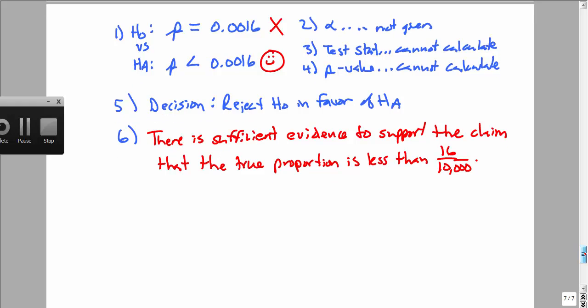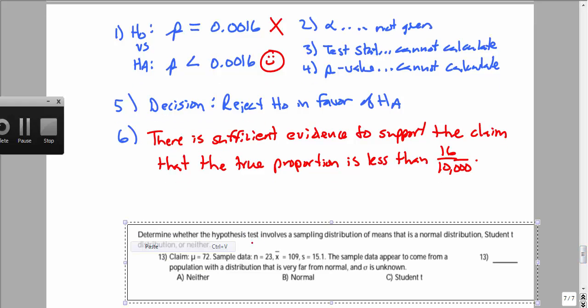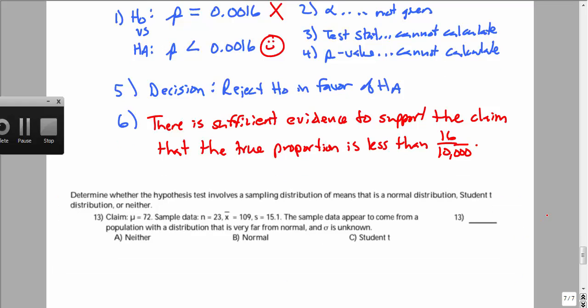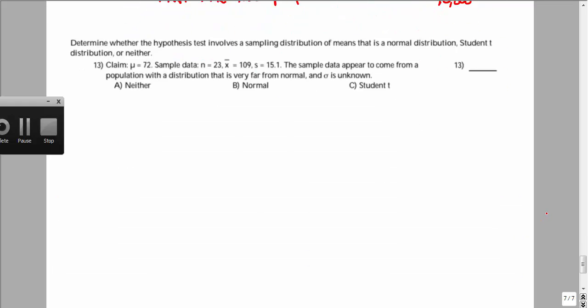Okay, now number 13, we're still working with hypothesis testing. This one says determine whether the hypothesis test involves a sampling distribution of means that is a normal distribution, a t-distribution, or neither. So for 13, let's go ahead and look and see what we have.